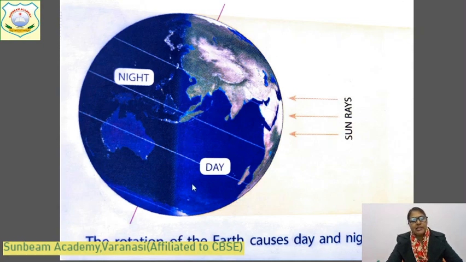Okay. And due to the rotation, there is formation of day and night. During this movement, the part of the Earth which faces the Sun, जो सन रेज आ रही है, वहां पे क्या होता है? डे होता है. And the countries which are at the back side of the Earth do not get the sunlight, there it is night. Okay.